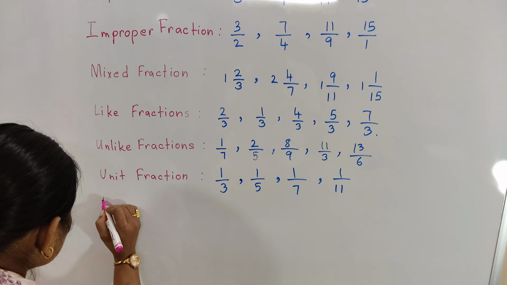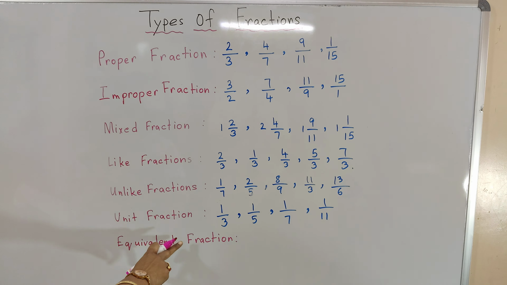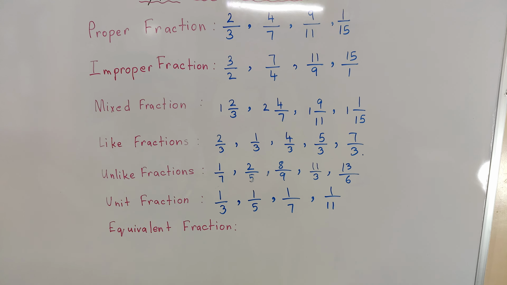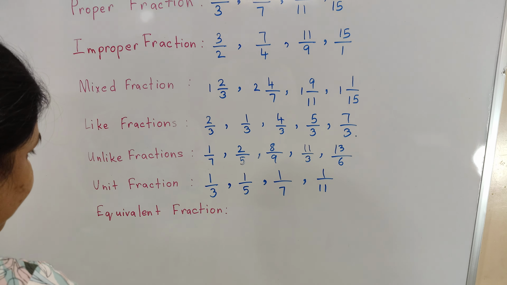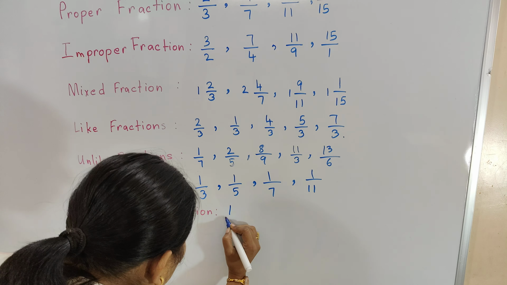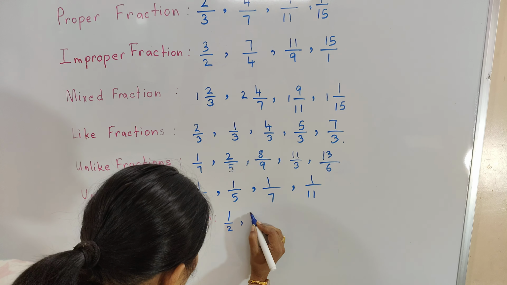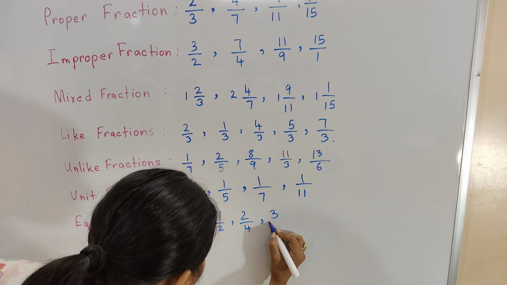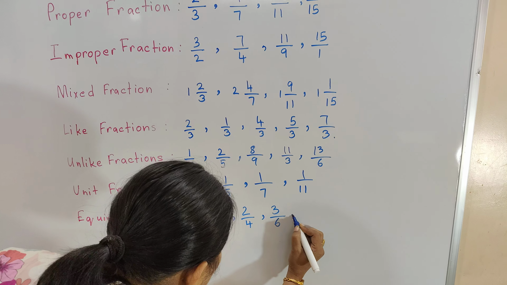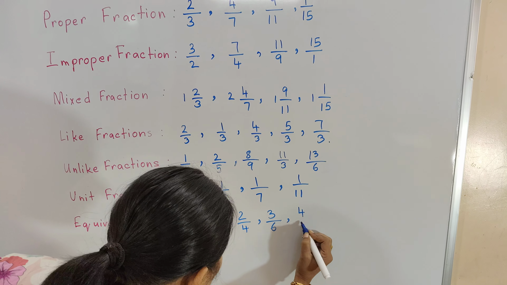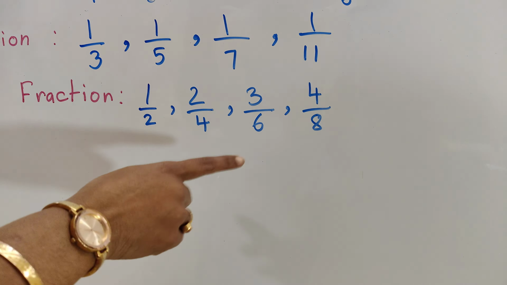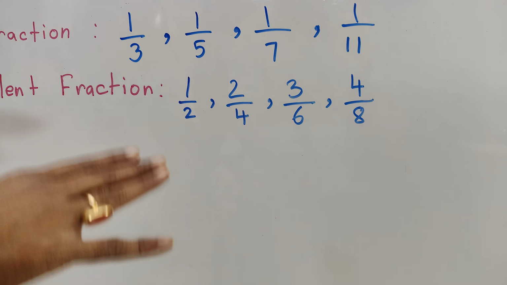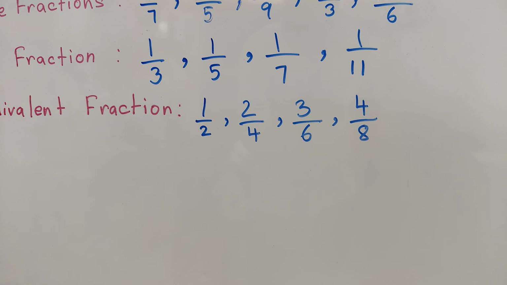Next, equivalent fraction. Equivalent fractions are those fractions that have the same value. For example, 1 by 2, 2 by 4, 3 by 6, 4 by 8. Why are these fractions equivalent fractions? Because when we reduce these fractions to their lowest form, we get the same value.